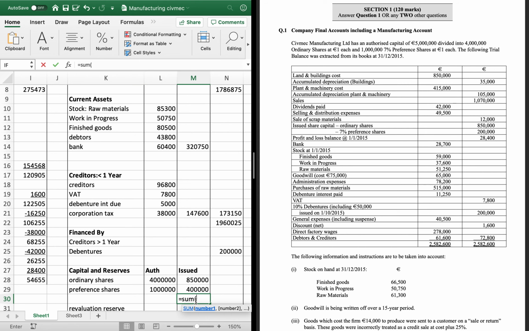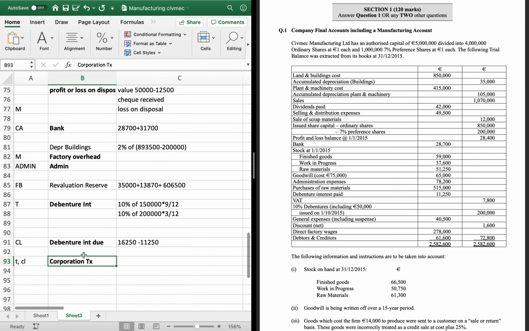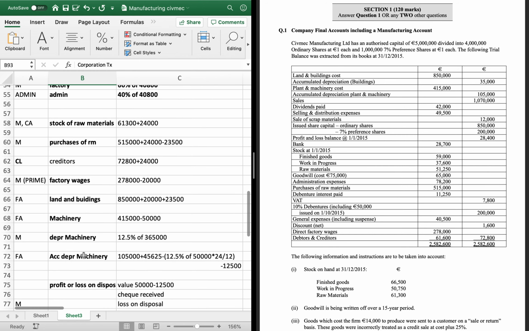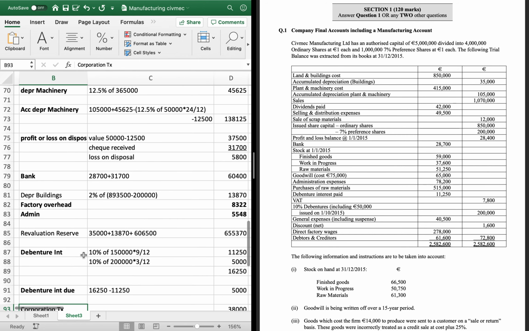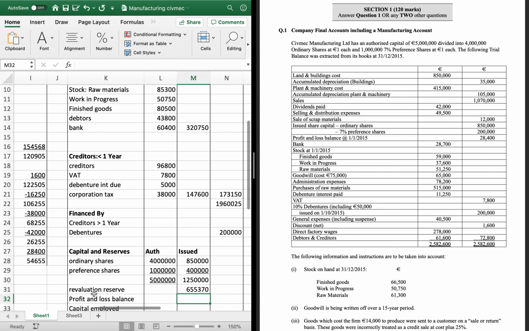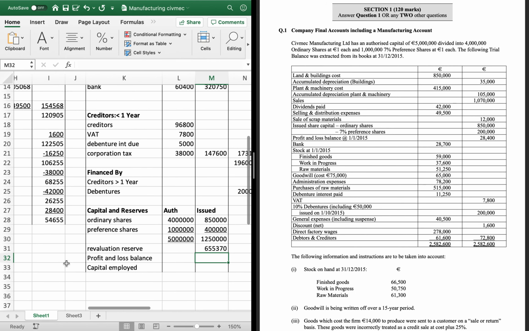So add them up and don't be lazy. It's 5 million there. You're just not using that first one. Revaluation reserve, well, we definitely have that. We revalued our buildings to 655,370. And then you also have your profit and loss balance, which is your 54,655, your answer from the first part.